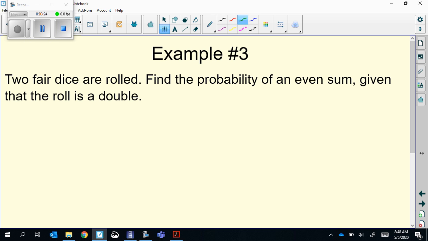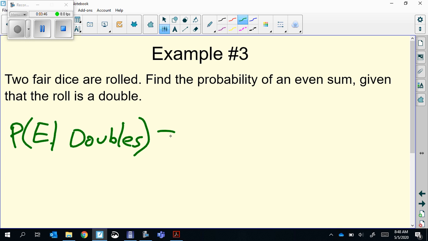All right, 2 dice are rolled. Find the probability of an even sum given that the roll is a double. Probability of evens, given doubles. Okay, so how many doubles are even? That's what we're looking for first.